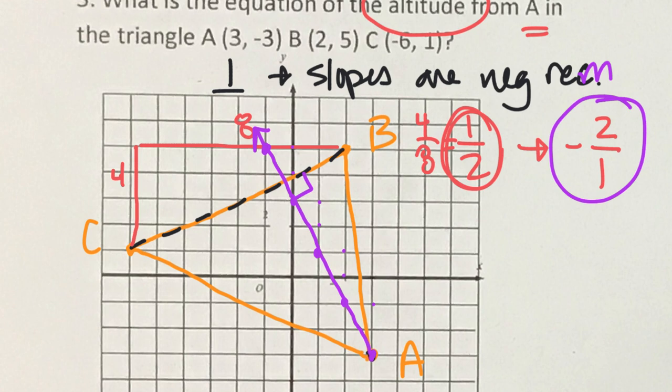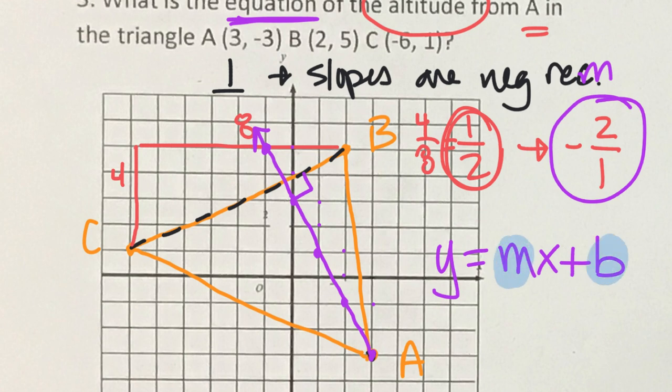So going back to Algebra 1, if I want to write an equation of a line, y equals mx plus b, that's the equation of a line. What 2 things do I have to know? I have to know the slope, and I have to know the y-intercept. B represents the y-intercept. That's where the graph crosses the x-axis, and m is the slope. Well, do I know the slope?